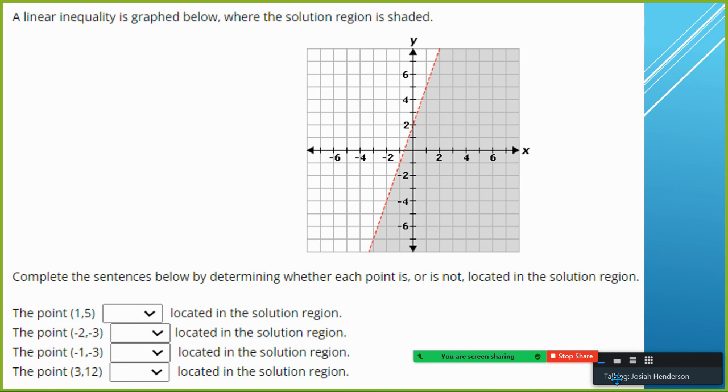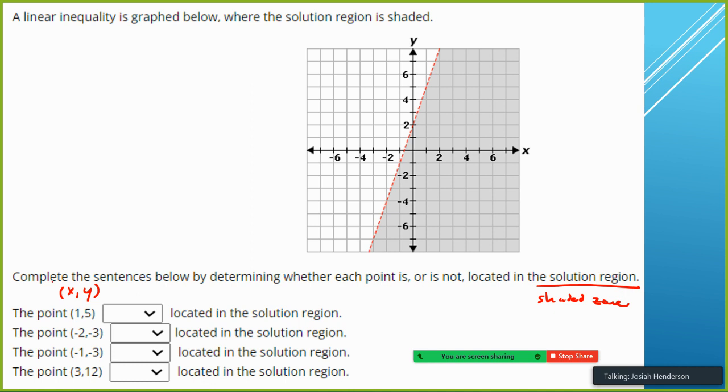So this one is going to be just like the last example I showed you. Complete the sentences below by determining whether each point is or is not located in the solution region. Basically, in the gray shaded area, in the shaded zone. Now, another reminder, the points we see listed below, 1, 5, -2, -3, it's x, y. That's what I wanted to remind you of. X, y. So it's always the left, right number first, and then the up, down number second.